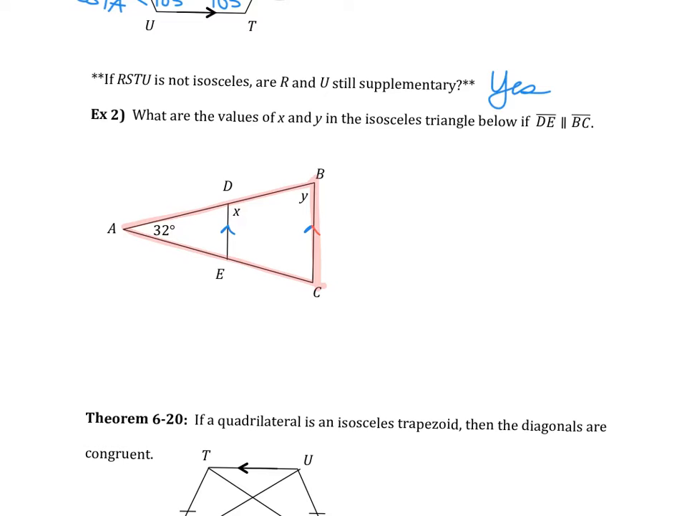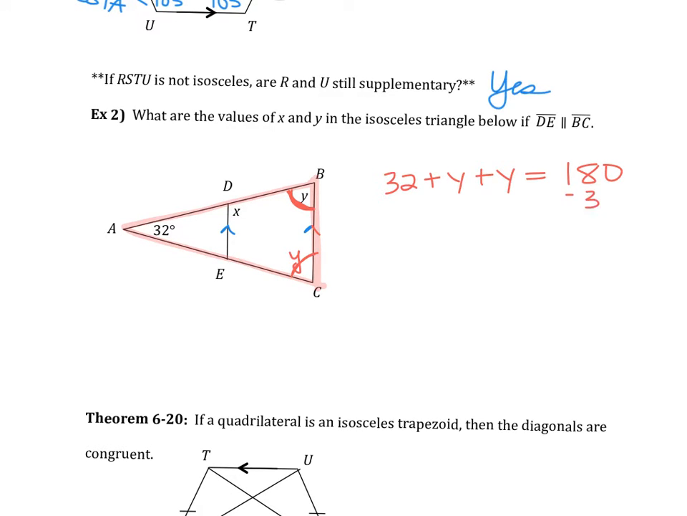Well, we know that 180 minus 32 divided by 2 is equivalent to y. Right, because we know it's isosceles, we know these two angles are the same. So we can call this y right now. If we're just looking at the triangle, forget DE for a second, okay?